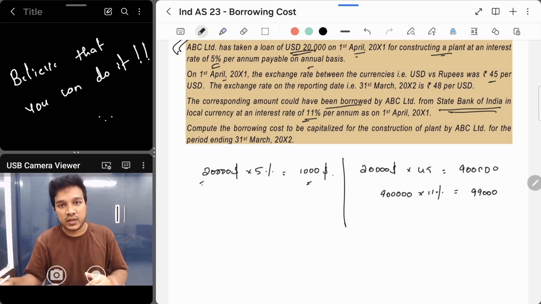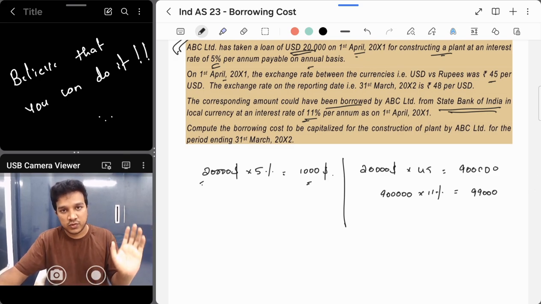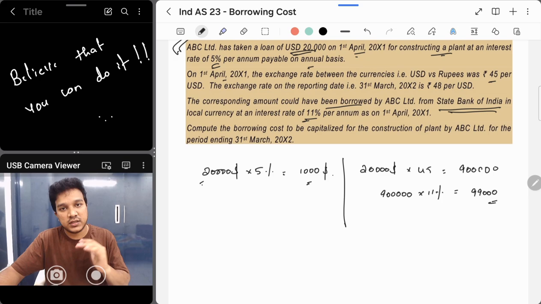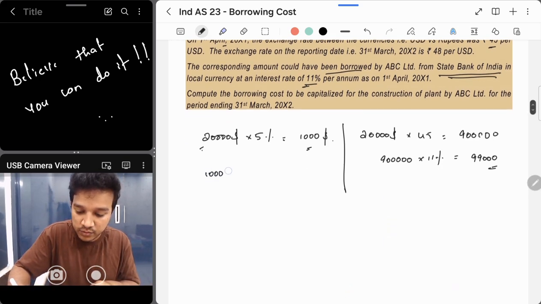तो स्टैंडर्ड भी वही बोलता है. ठीक है, कितना आप capitalize कर सकते हो if you have borrowed it from US. ठीक है, कितना अमाउंट तक borrow कर सकते हैं. It is equivalent to if he has taken the loan in India, जो interest cost होता है, to that extent he can capitalize. ठीक है, now on $1,000 you will have to pay year end.